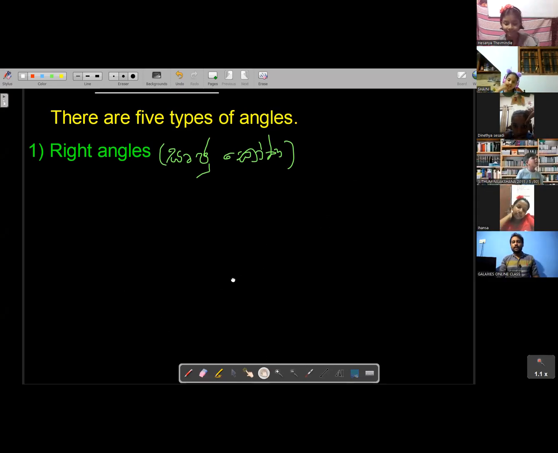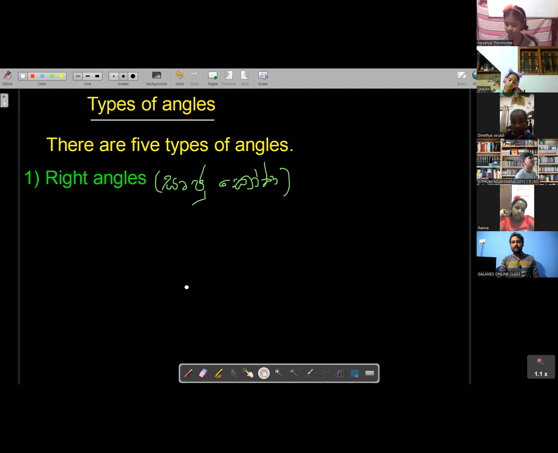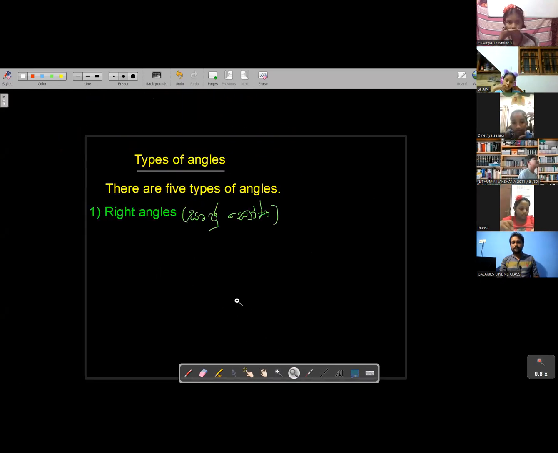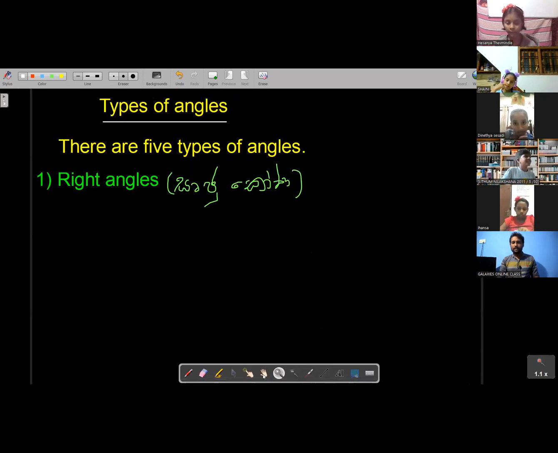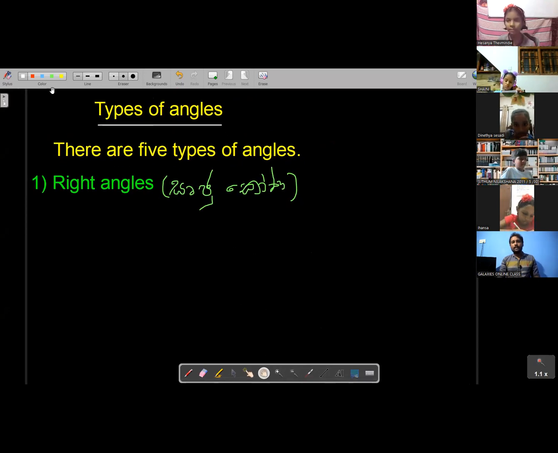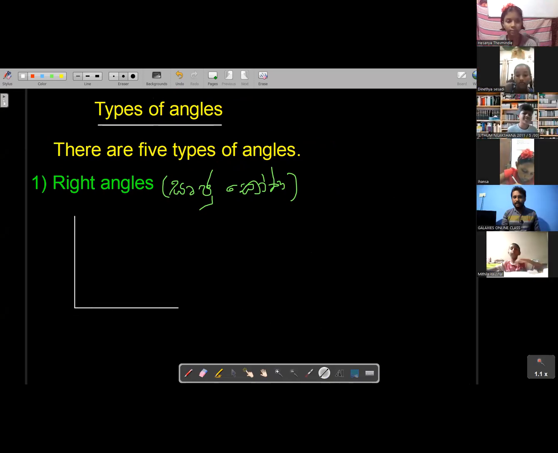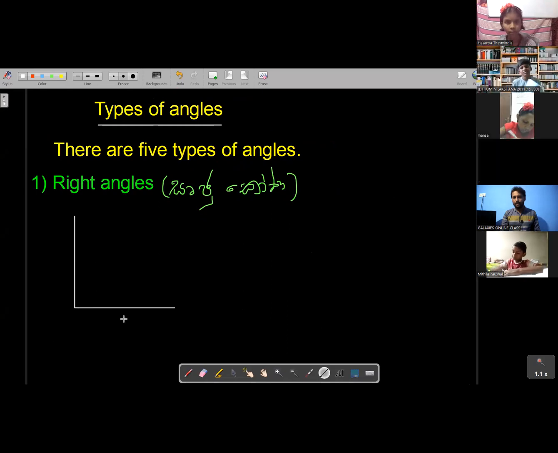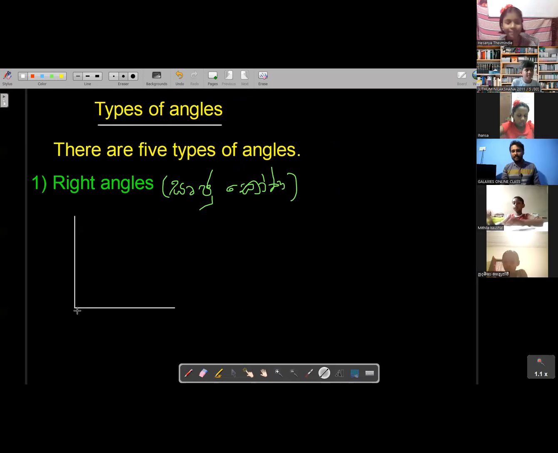Right. Now we are going to discuss about the right angles, okay? Right angles. Now look at the shape of the right angle. You remember right angle I can draw like that. That's one arm and this one is the other arm, right? Like this one is a wall, no? Wall of the house. Like this one as the floor, right?